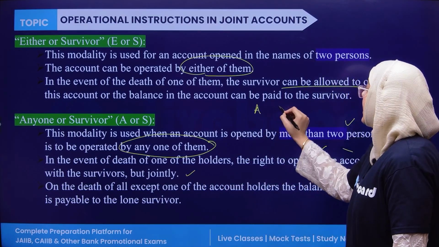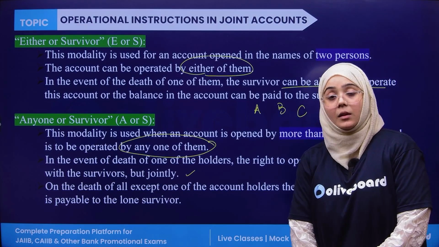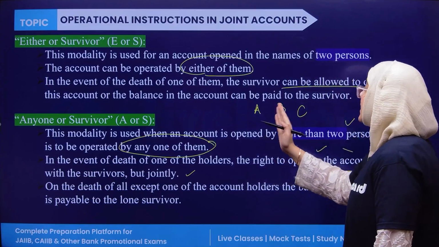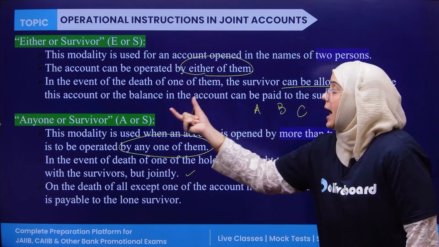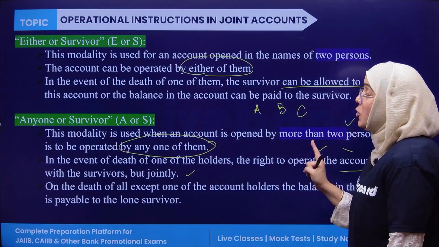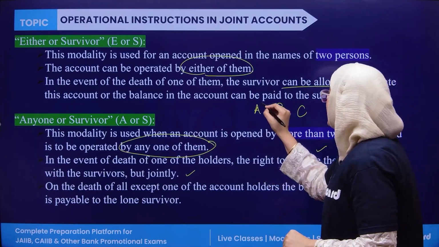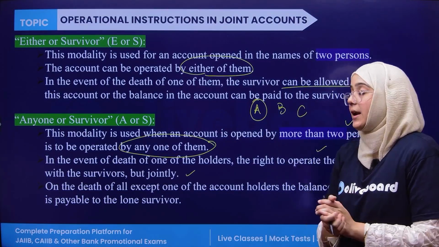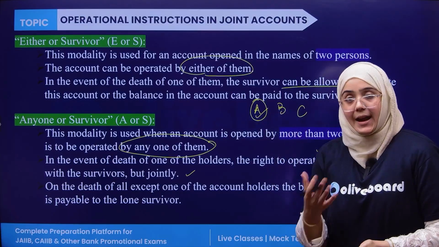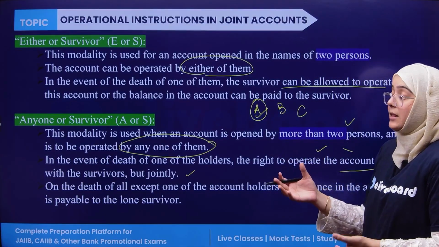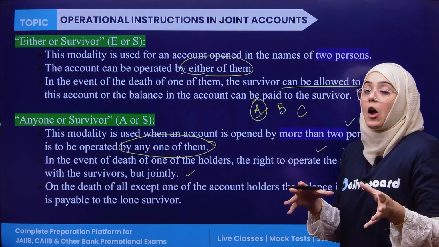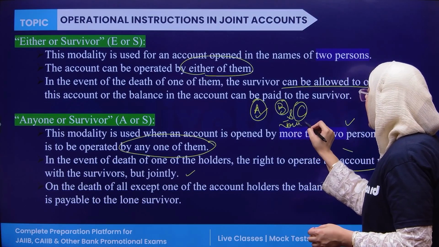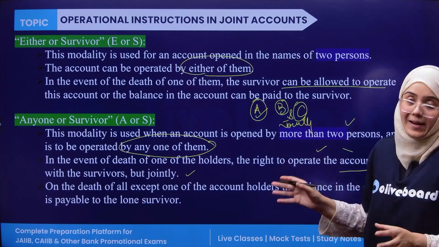Now, for example, there are A, B, and C, 3%. This account is opened by more than 2%. For example, 3% have opened this account, anyone or survivor. Now, the account is operated by only one of them. For example, A is operating the account. B and C cannot operate this account. Now if A dies, then the right to operate the account is transferred to B and C jointly. Now they have to operate the account jointly.